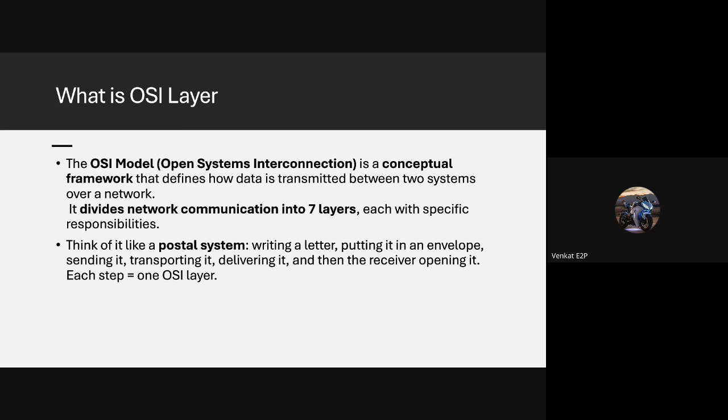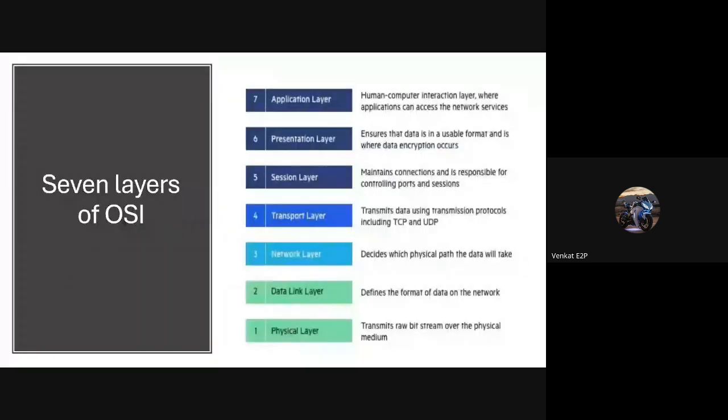This OSI model can help in understanding complex systems as a universal language for networking, enabling different network devices and software to communicate. By dividing communication into 7 layers, it also allows a network professional to isolate and troubleshoot problems effectively. See, these are the 7 layers.